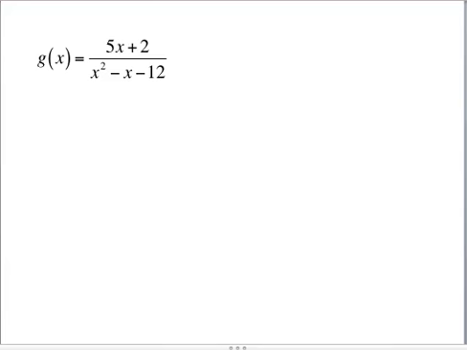Here's our next example. We have 5x plus 2 over x squared minus x minus 12. This is a rational function. Numerator is a polynomial, 5x plus 2. Denominator is a polynomial, x squared minus x minus 12. What do we need to look for? We need to find out when is the denominator equal to 0. But let's factor that. X squared minus x minus 12 would be x minus 4 times x plus 3.